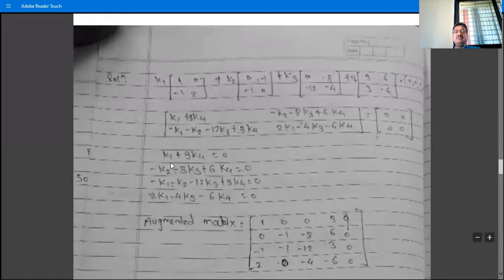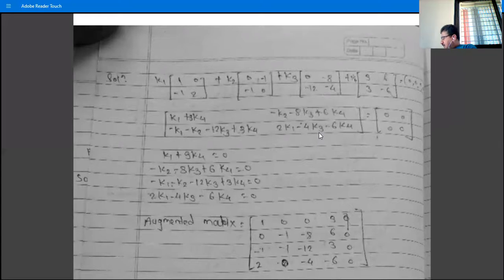So after comparing LHS and RHS, we have K1 plus 3K4 equals 0, then -K2 -8K3 plus 6K4 equals 0, and then -K1 -K2 -12K3 plus 3K4 equals 0, and similarly 2K1 -4K3 -6K4 equals 0. So we have these four equations.